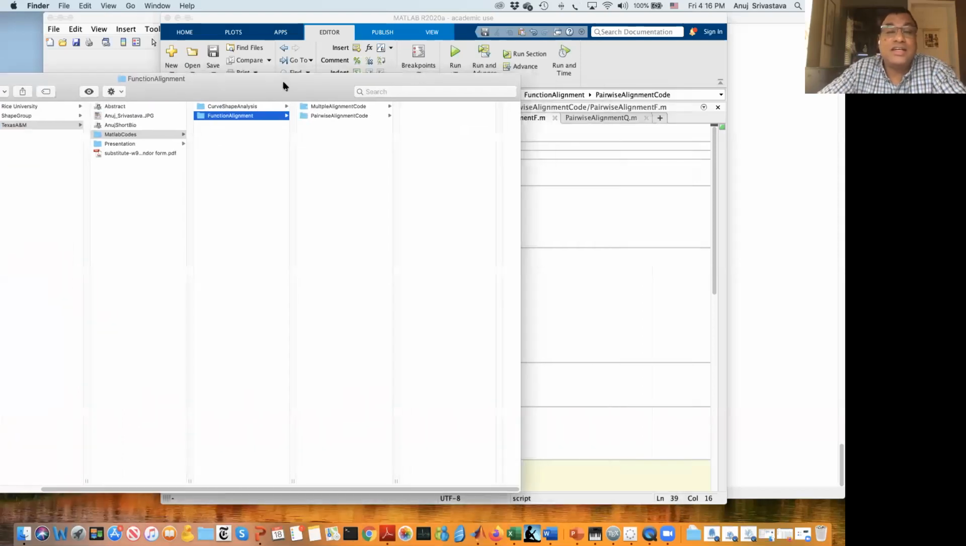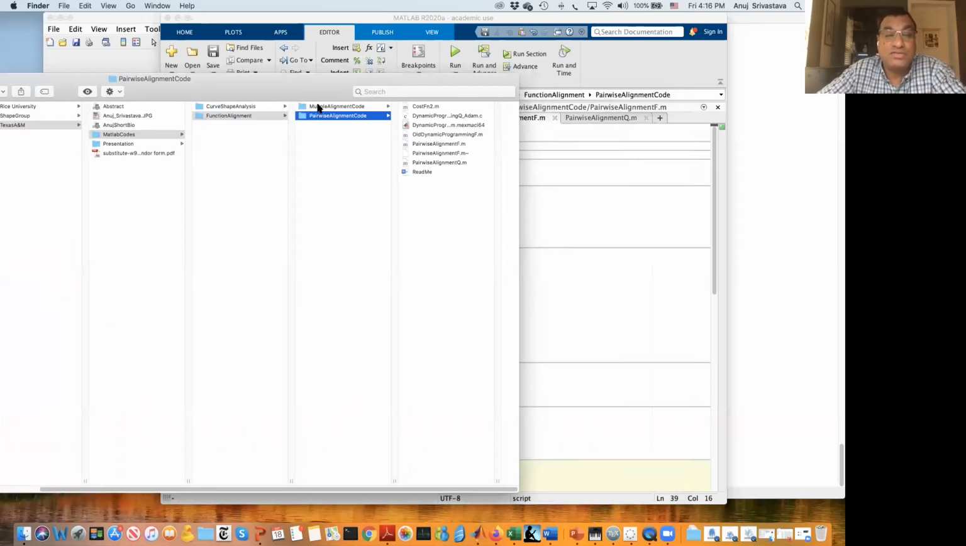In functional data alignment, I have 2 sets of codes. Pairwise alignment, which means I have 2 functions and I'm aligning one function to another. And multiple alignment, that means I have a bunch of functions that I am aligning all of them together to each other.